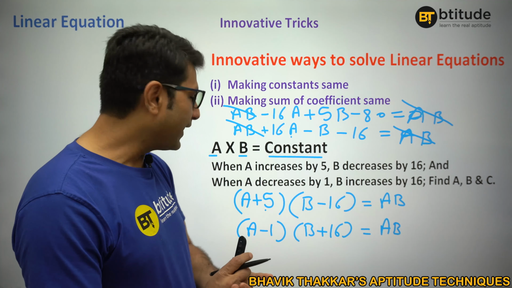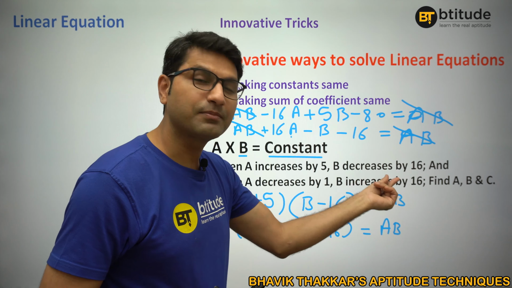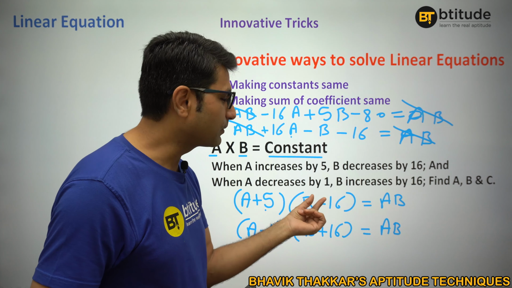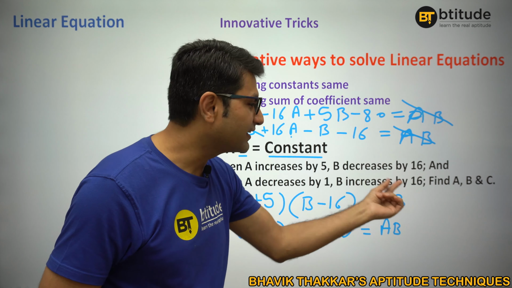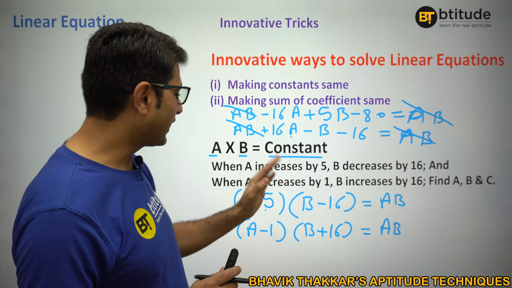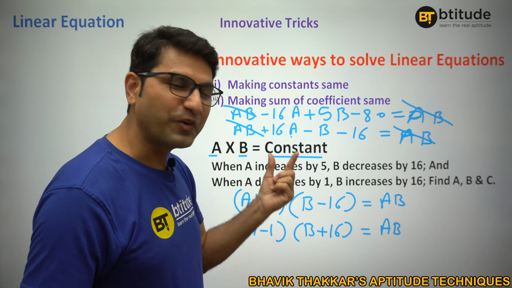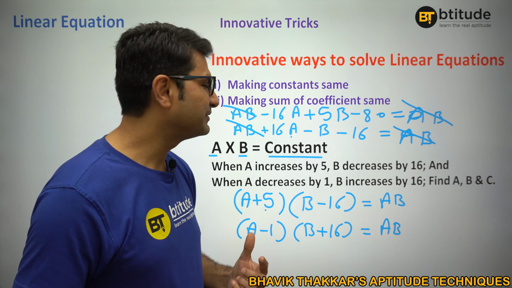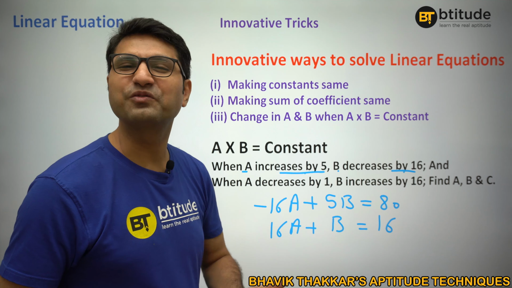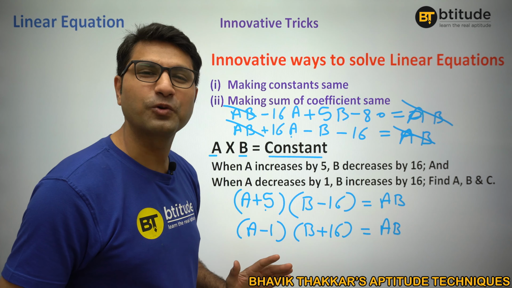Like, when my speed increases by 5 km per hour, time decreases by 16 hours. And when speed decreases by 1 km per hour, time increases by 16 hours. Find the distance, or find my initial speed, or find whatever. Fine. Whenever this kind of question is asked, what you can do? Directly make this equation and then it's a cakewalk, right? So you will save your time making all these 4 lines.